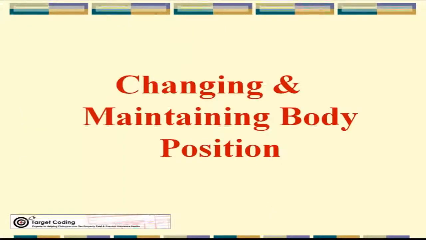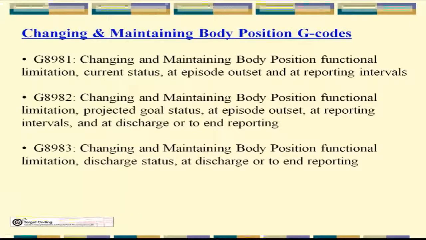Next, changing and maintaining body position. This is the second function. Here are the 3 G codes associated. Each one of these has 3 G codes. Changing in body position, the current status is G8981. Changing and maintaining body position at the projected goal is G8982. Changing and maintaining body position at discharge is G8983. So what is this?